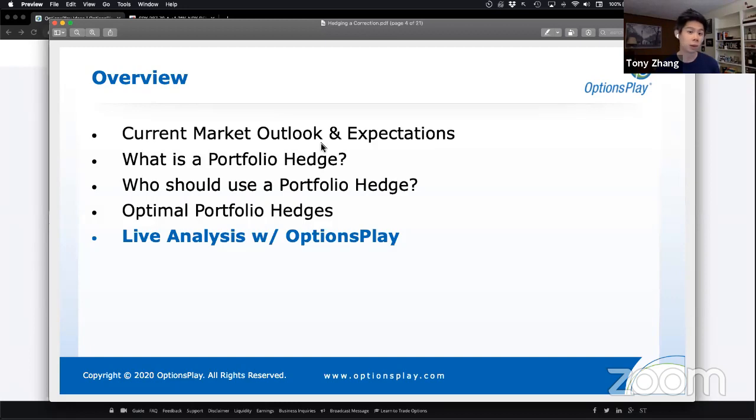Now, some of you may not rely on dividends very heavily. For those of you that might want to get out of the markets, those are all options. We're going to discuss what those are. Then once we understand what a portfolio hedge is and understand timing around a portfolio hedge, then we'll talk a little bit about what the optimal portfolio hedges are. And the best thing to do is really just to show you Options Play, put the two side by side so that you can compare it, so that going forward, you again become self-sufficient in being able to do this on your own.